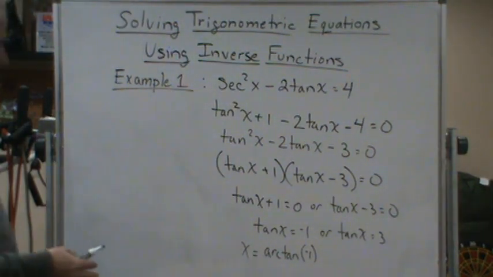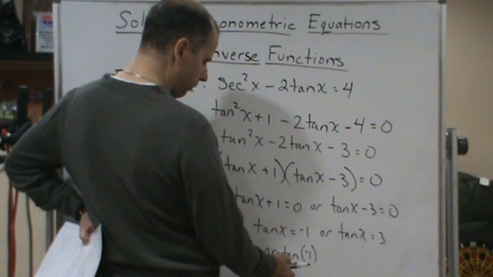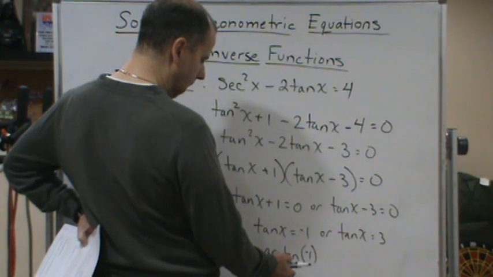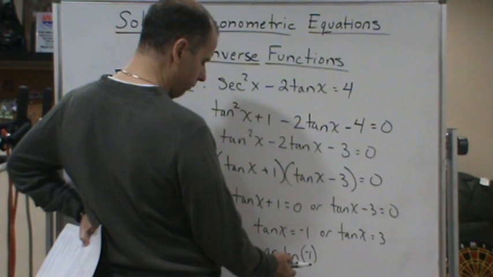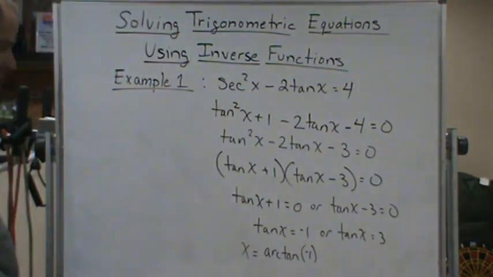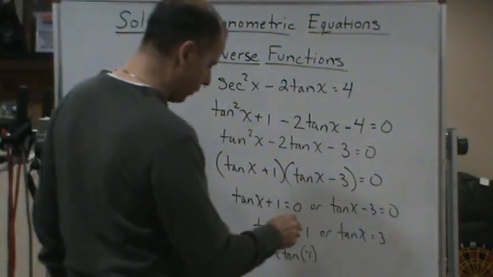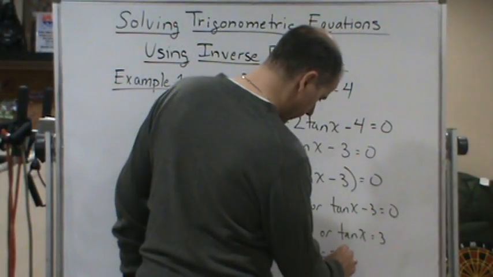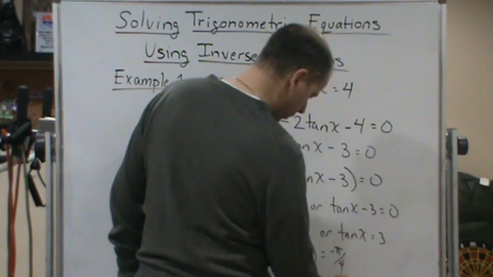And since we know that the range of arctangent is from negative pi over 2 to pi over 2, right, the range of the inverse function. Okay, so we know this is going to be equal to negative pi over 4.